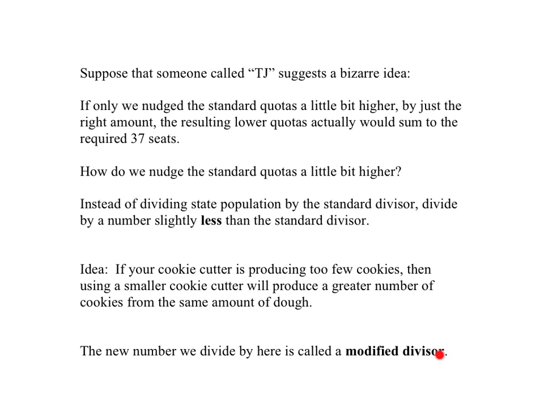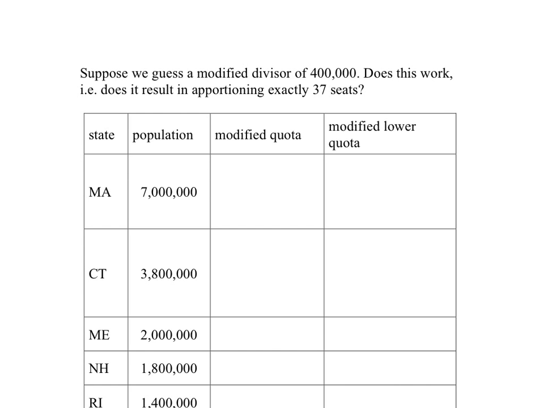So we're still going to compute state population divided by some kind of divisor. That's why we call it a divisor. Now it's the modified divisor. That sounds great. We divide each state population by some divisor less than the standard divisor. But how do we come up with this new modified divisor? How do we know what we should be dividing each state population by?